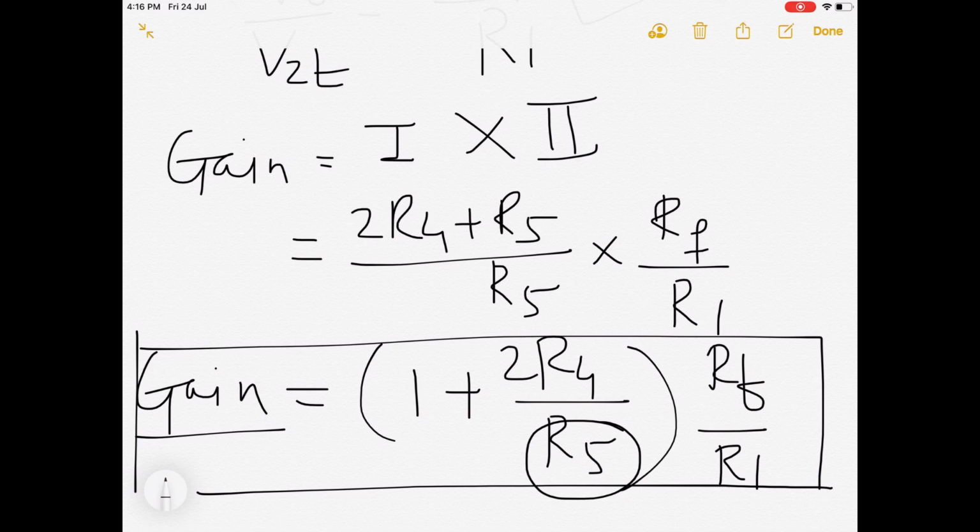So, in this way we have completed the instrumentation amplifier analysis.